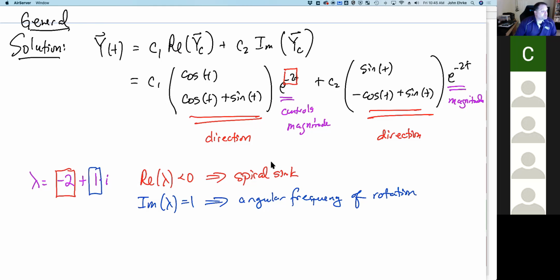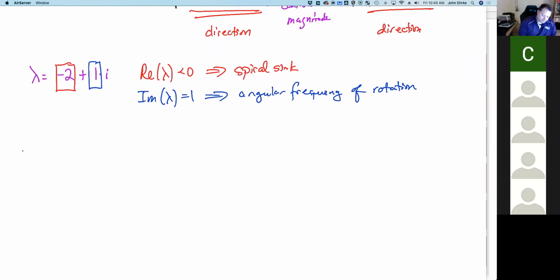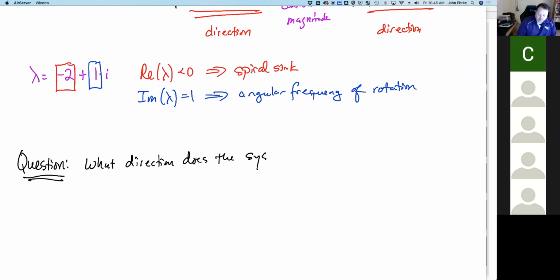Now, that's enough to know that you have a spiral sink. But the follow-up question here that I want to ask is, just because you have a rotation doesn't mean you necessarily know the direction of the rotation. So the follow-up question here is, what direction does the system spiral in towards 0, 0, which is the critical point?